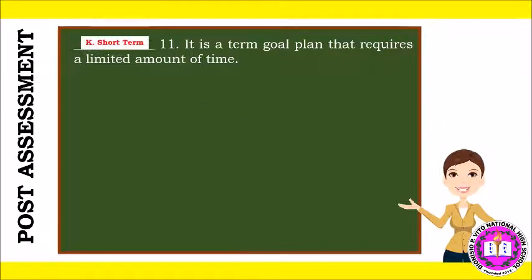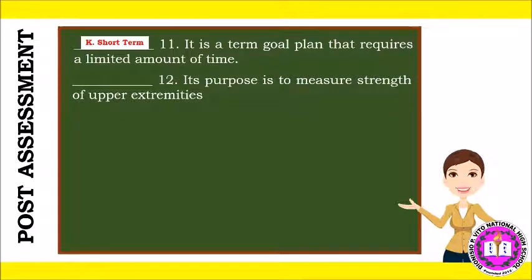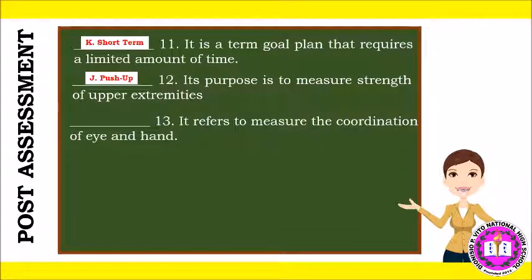That was short term. Number 12. Its purpose is to measure strength of upper extremities. The answer is push up. Number 13. It refers to measuring the coordination of eye and hand. The answer is juggling.